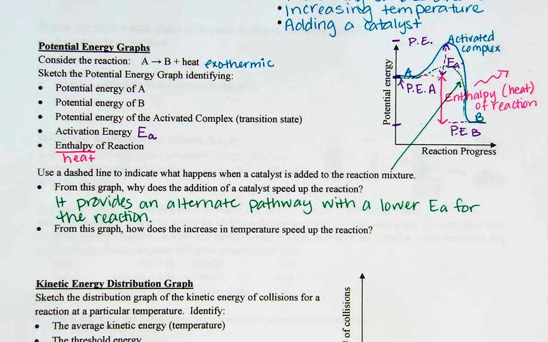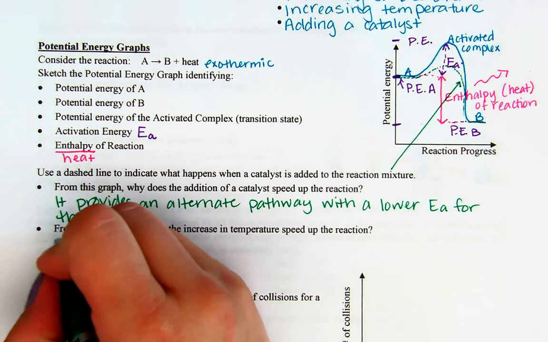All right, from this graph, how does the increase in temperature speed up the reaction? So here, if you increase the temperature, you're increasing the energy. And so if you're increasing the energy, more of the molecules will have enough energy to get over the activation energy hump there. So more molecules will collide with enough energy to overcome the activation energy.